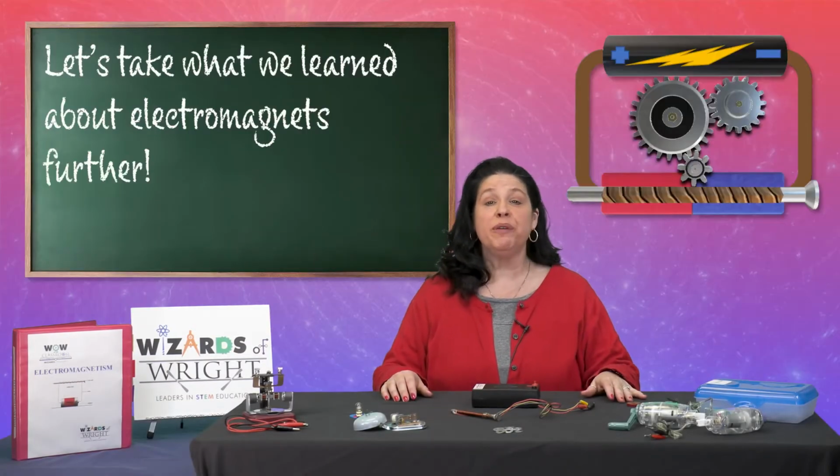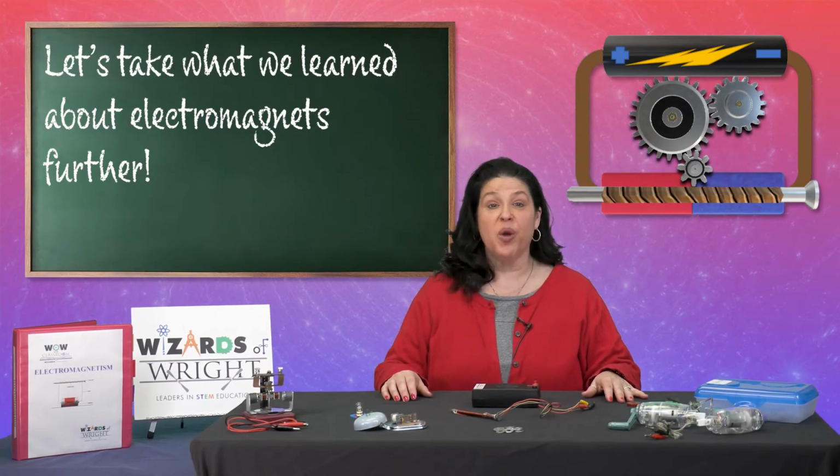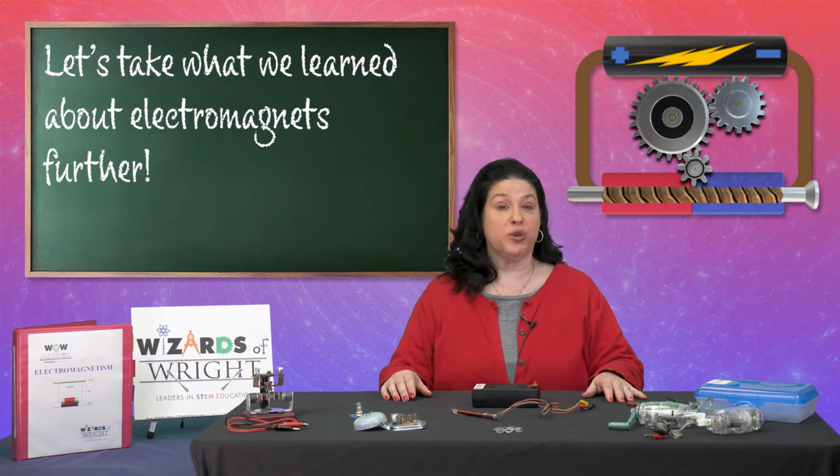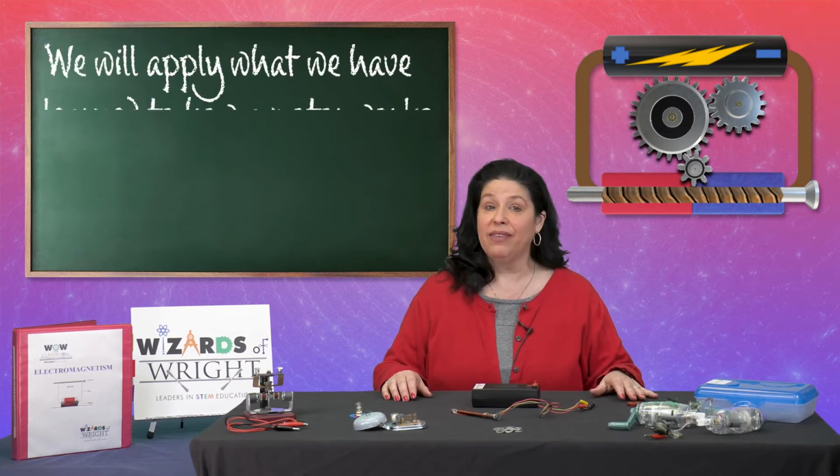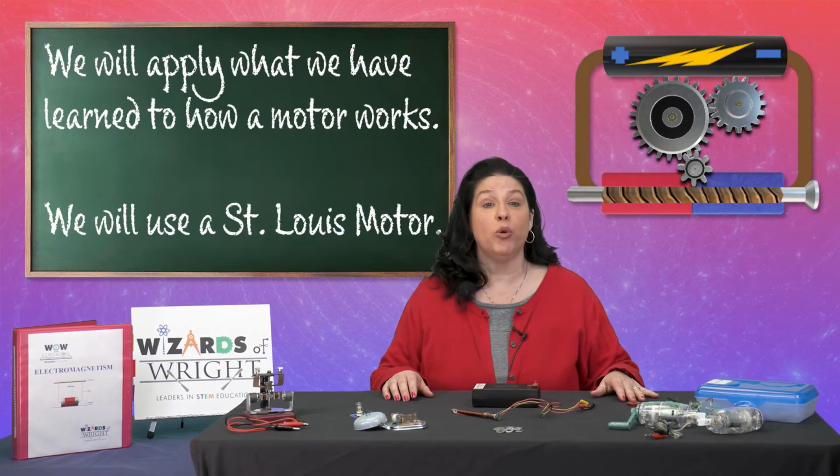Now, let's take what we've learned about electromagnets further. We will use what we understand about the attraction and repulsion of that donut magnet, which is a permanent magnet, and the electromagnet, and discuss how a motor works.